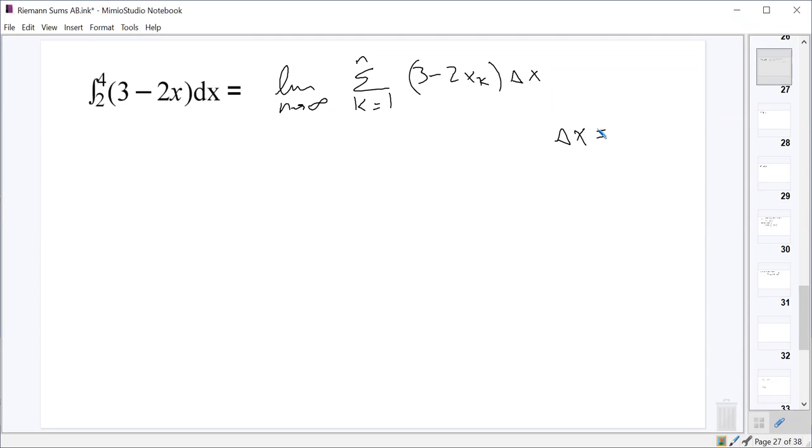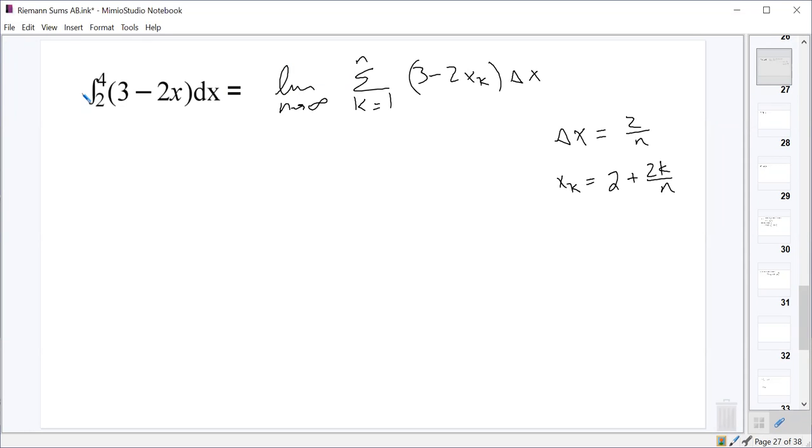So what do we get for delta x? Should have got 2 over n, right? 4 minus 2 over n. And then what did you get as your x sub k value? 1 plus 2k over n. I don't think it should have been 1 plus 2k over n. It should have been 2 plus 2k over n. Because where are we starting this interval? At 2, not at 1. So we always go over those 2 units first, and then we go over that 2k over n. Everybody good with x sub k being 2 plus 2k over n? Anybody have a question on that?